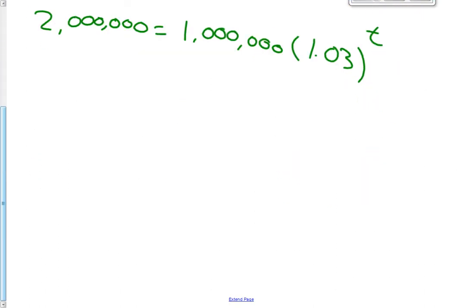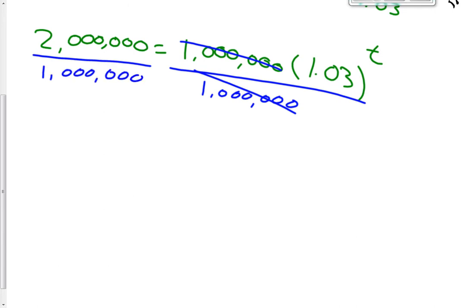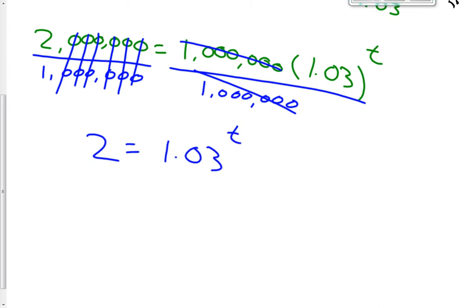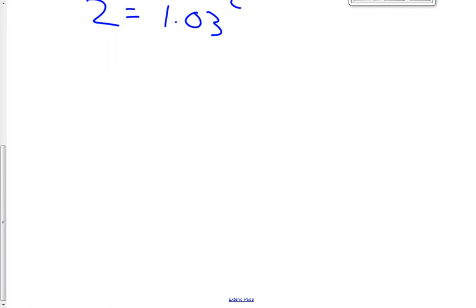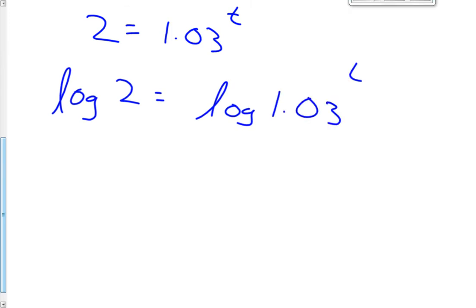So in order to do that, let's first divide both sides by 1 million. That'll take care of a lot of headaches, because zeros can be headaches sometimes. And what is 2 million divided by 1 million? It's 2 divided by 1, which is 2. So 2 equals 1.03 raised to the t. This is why we've done all this work with logarithms and exponential functions so far this chapter, so that we could solve these problems. Because whenever we have to solve for an exponent, we got to take the log of both sides. So now we have the log of 2, that equals the log of 1.03 raised to the t.